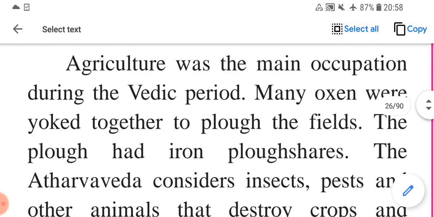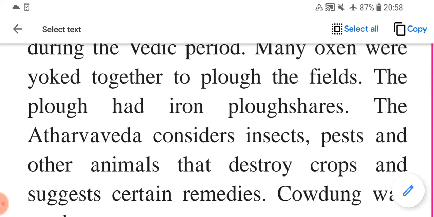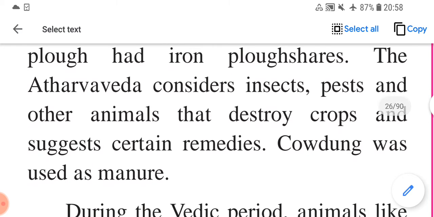The ploughs had iron ploughshares, and they used to fit the iron ploughshares and move them. The Atharvaveda considers insects, pests, and other animals that destroy crops and suggests certain remedies. Cow dung was used as manure.